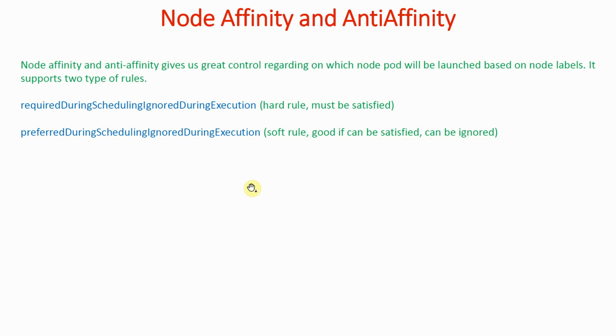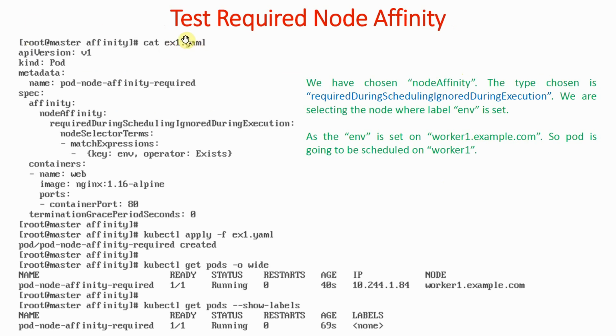So two types of rules are there, and in our case we have already labeled our nodes worker1 and worker2. So now we are going to test our required node affinity. That means how we are going to ensure that required node affinity. For that, we are creating example 1, cat ex1, which means example 1.